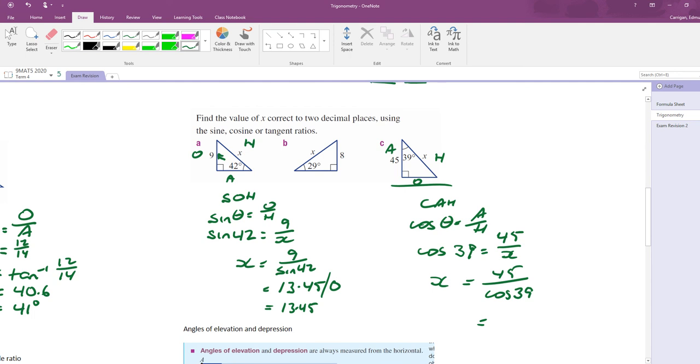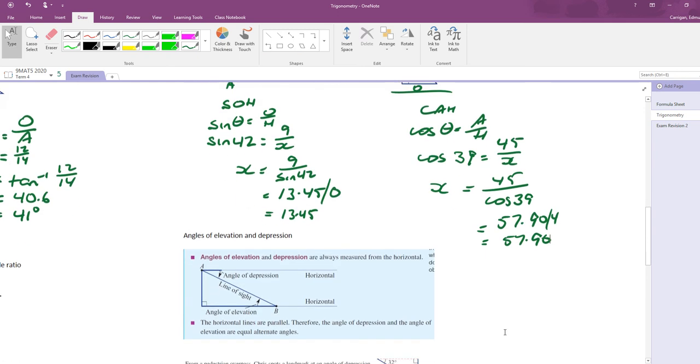45 divided by cos 39 equals 57.904. Once again, 4 is less than 5, so I'm ending up with 57.90.